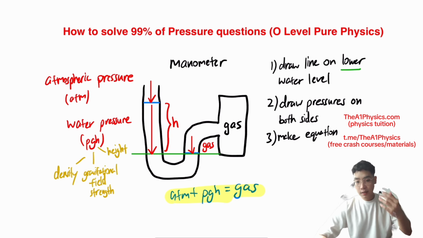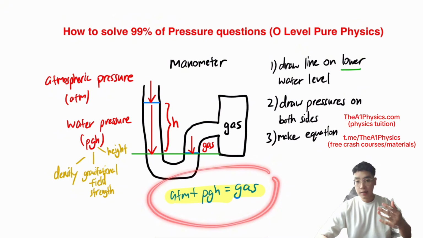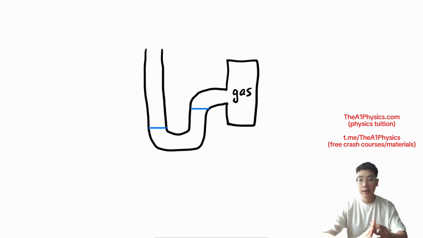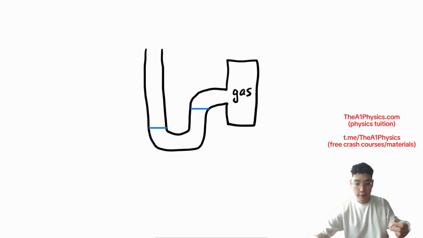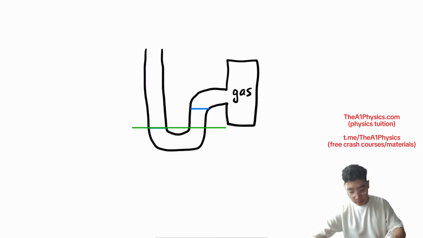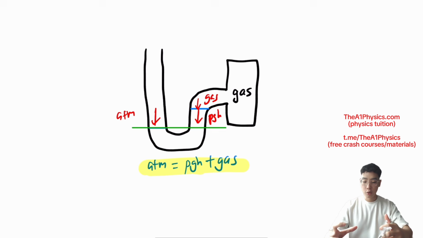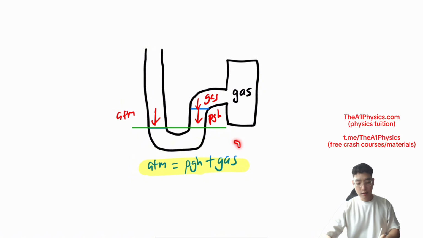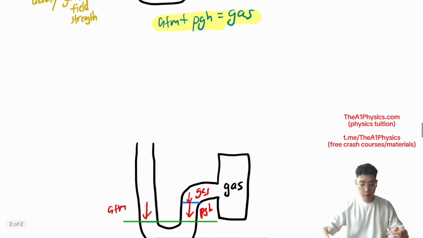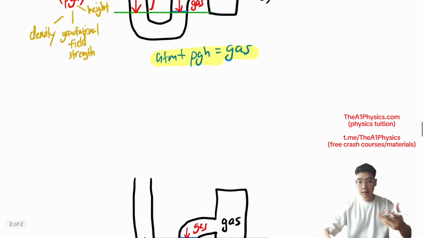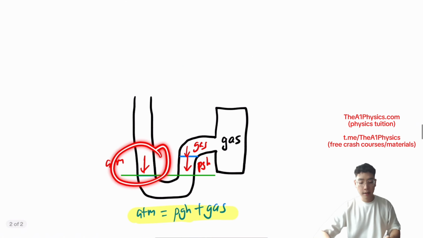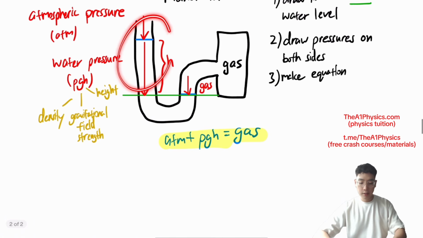Just take note, this equation is not always true. It depends on the scenario. For example, over here, if the water pressure on the right side is even higher and we draw our line on the lower water level, our equation becomes atmosphere equals rho GH plus gas. This one is our equation for this specific manometer. So don't go and memorize the equation. The equation can change depending on the manometer. But the idea is that the pressures on both sides of the line are always equal to each other. That one is always true.